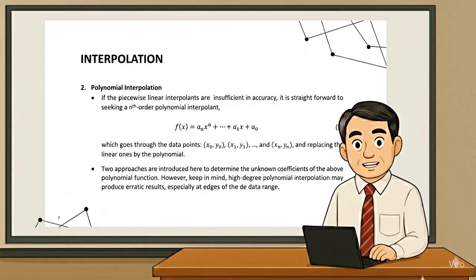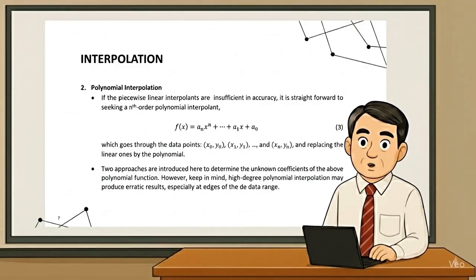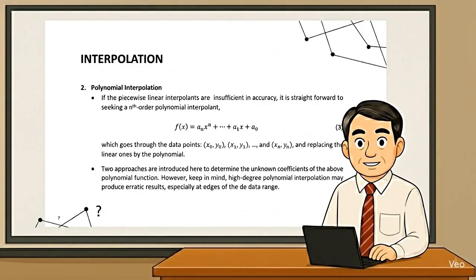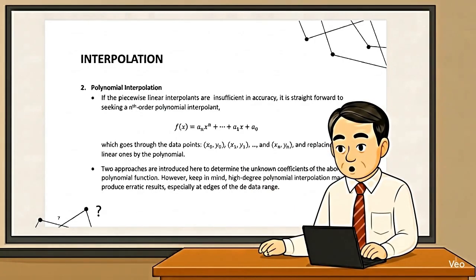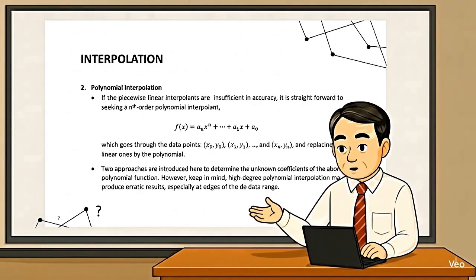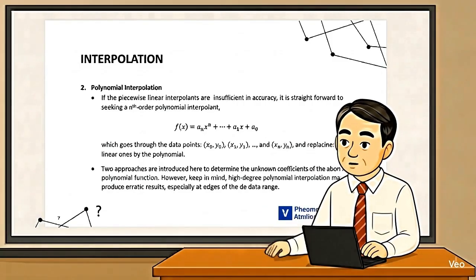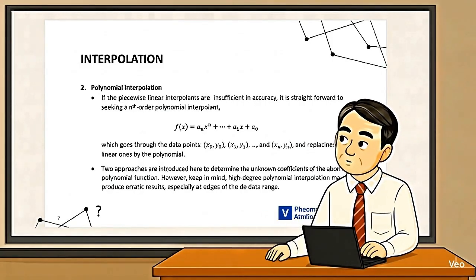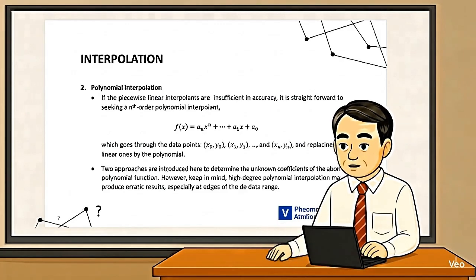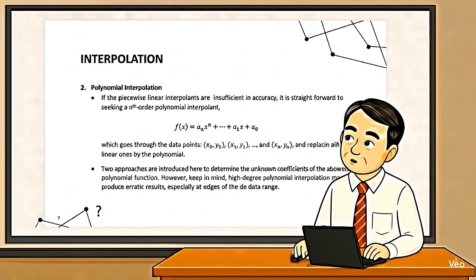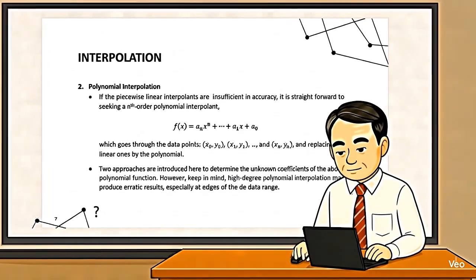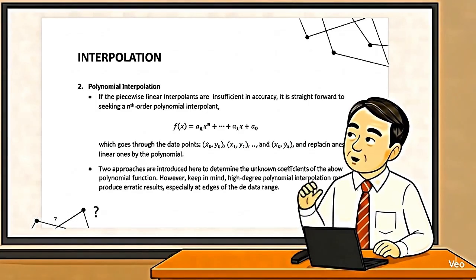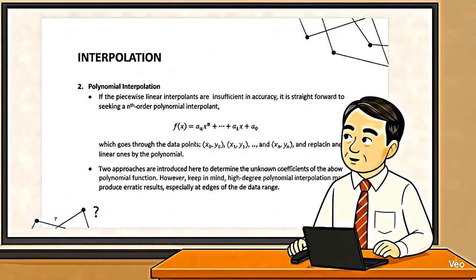All right, everyone, let's settle in and continue our discussion on interpolation. If these linear interpolants are insufficient, what's our next step? The logical move is to find a single, smooth curve that passes through all of our data points. The most common way to do this is by seeking an nth-order polynomial interpolant, such as equation 3. Our goal is to find the specific values for the coefficients from a_0 to a_n, such that the polynomial goes perfectly through every single one of our known data points.